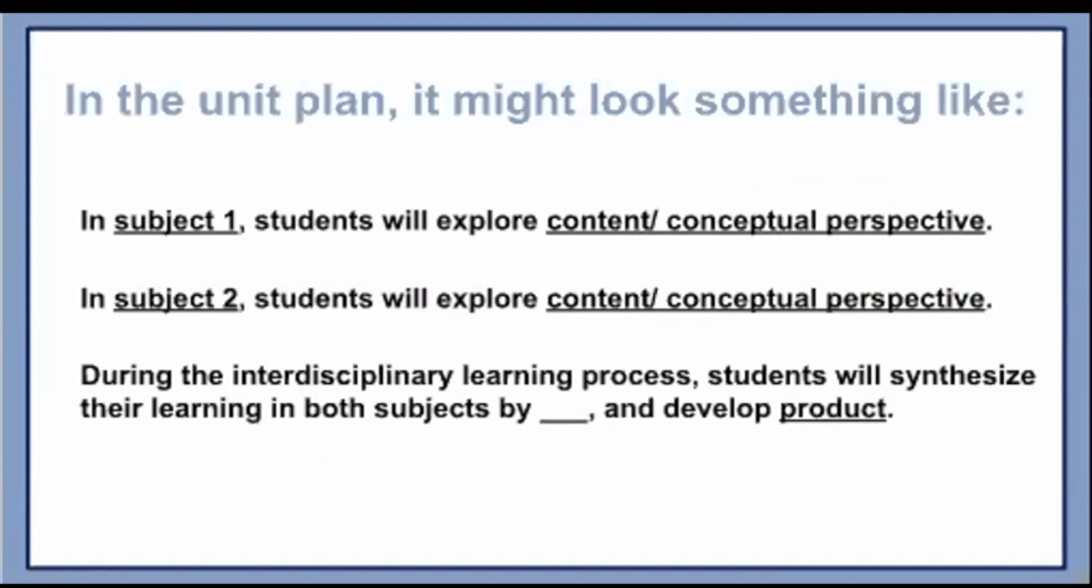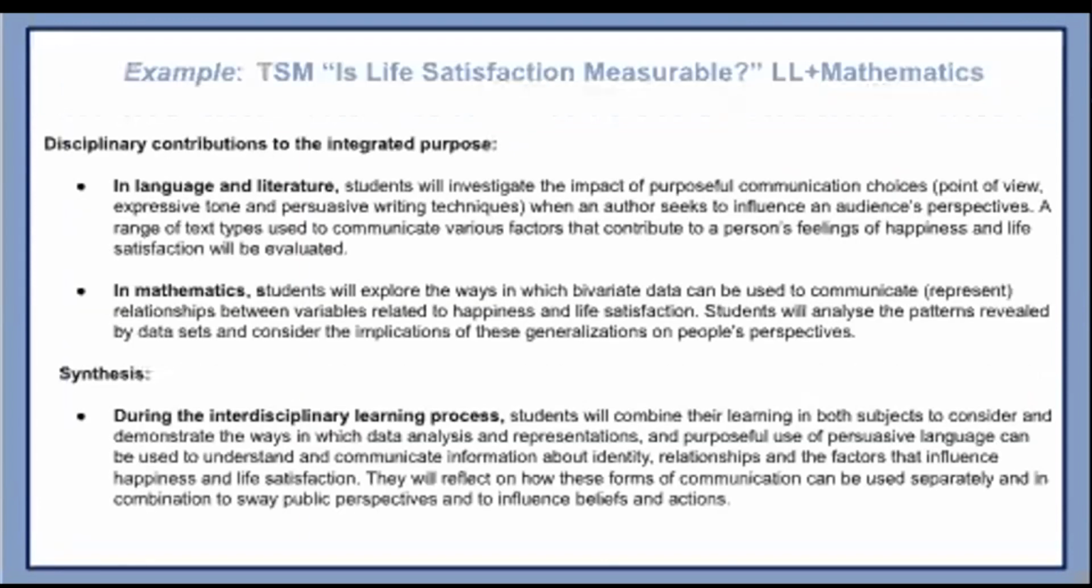In the unit plan, it might look something like this, and they have examples in the guide as well and in the TSM example unit. In subject 1, students will explore the content and conceptual perspective of that subject. Same in subject 2, and however many subjects there are. And then during the interdisciplinary learning process, students will synthesize their learning in both subjects by doing this and developing this. It might look something like that.